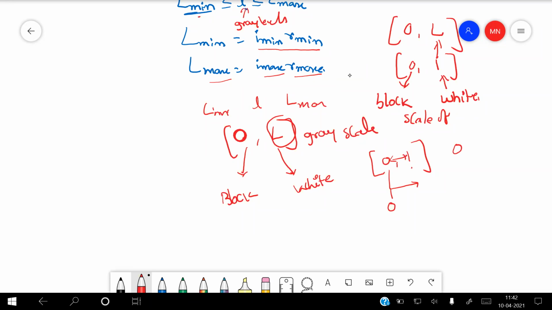So the grayscale value is 0 comma 1 or 0 comma L. 0 is black color, and L, or 1, is white color. The grayscale values are the representation of the gray values. Okay, so that is about the representation of a simple image.